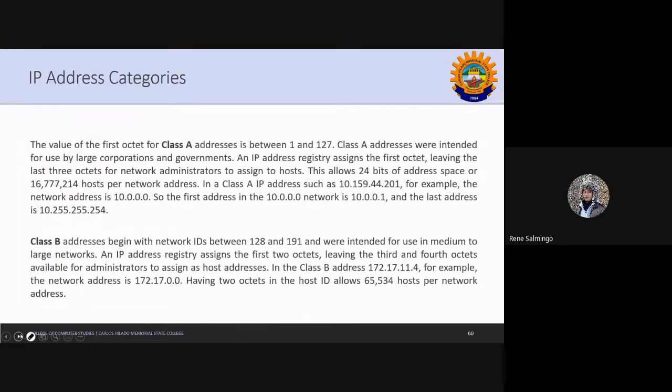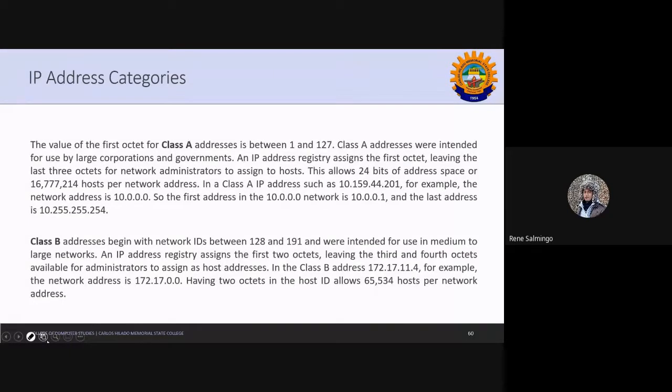So class A starts from 1 to 127. And that's why class A is intended for large corporations, and usually assigns the first octet, leaving the last 3 octets for the network administrator. So this allows 24 bits of address space.